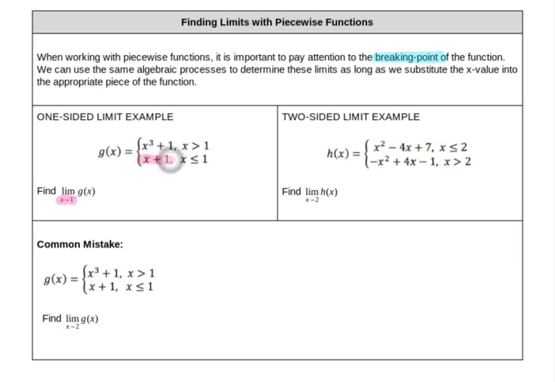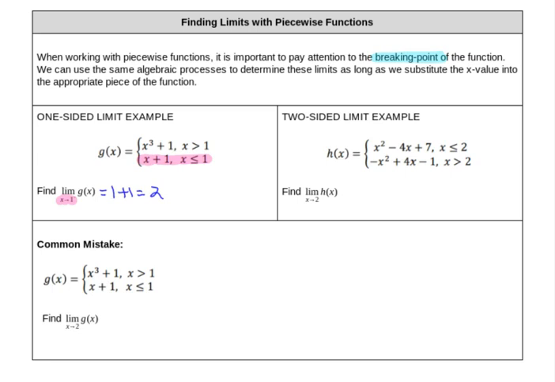So if we're doing a one-sided limit, we're simply going to substitute into the function that is tied to x is less than 1, which in this case is just x plus 1. So if we go ahead and substitute, that's going to be 1 plus 1, which is equal to 2. That's fairly straightforward for us, and we don't really have to worry.